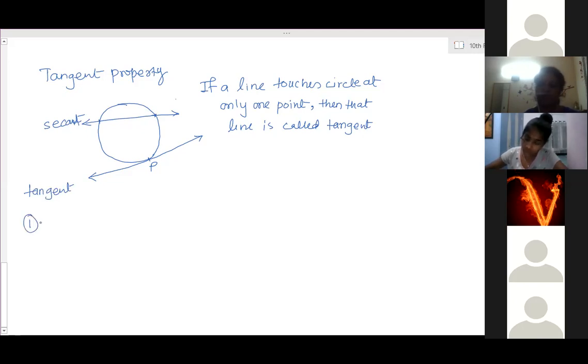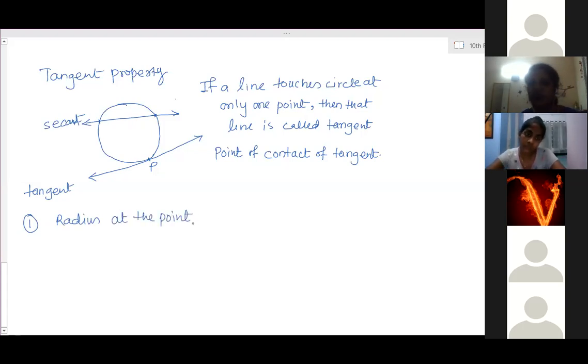Now property of the tangent. First property. The tangent touches a point. That point is called the point of contact of a tangent. Now the property tells that the radius at the point of contact is always perpendicular to the tangent. So if we draw the radius here, that means the line joining that point of contact and the center is the radius at the point of contact. So this radius is always perpendicular to the tangent.